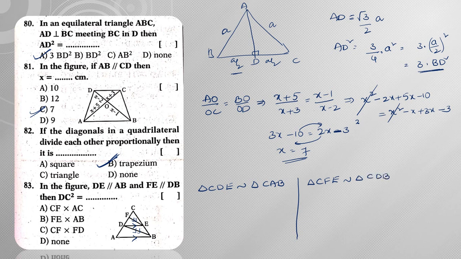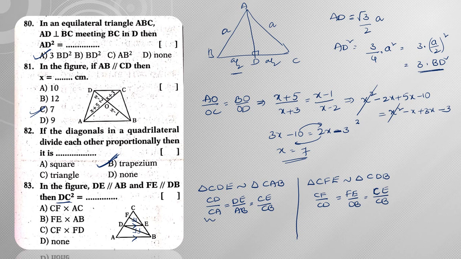CDB. Right? So using this, we can write CD by CA is equal to DE by AB is equal to CE by CB. The same way here also, CF by CD is equal to FE by DB is equal to CE by CB. Now what do I need? I need to find the value of CD square. So he's asking me to find the value of CD square.